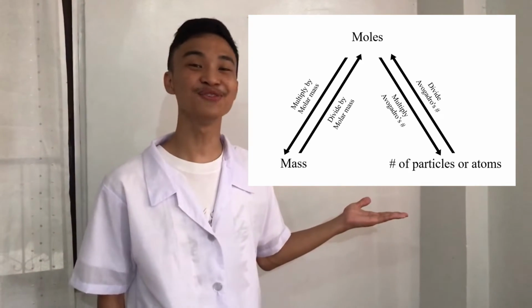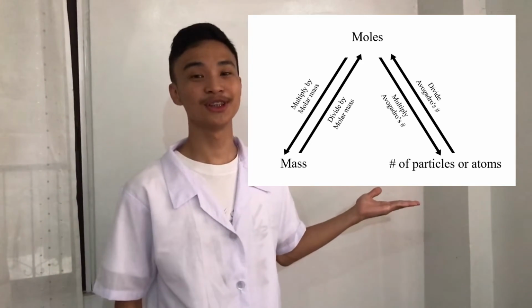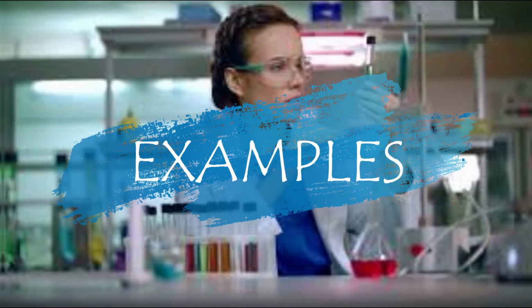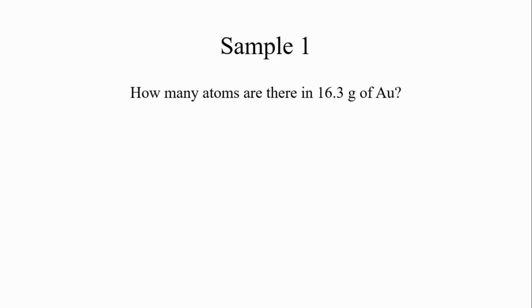In order to convert from mass to the number of particles, first, you have to convert mass to moles. After converting to moles, you can now proceed in converting moles to the number of particles. In converting mass to the number of particles, we'll have to do this step by step. How many atoms are there in 16.3 grams of gold?